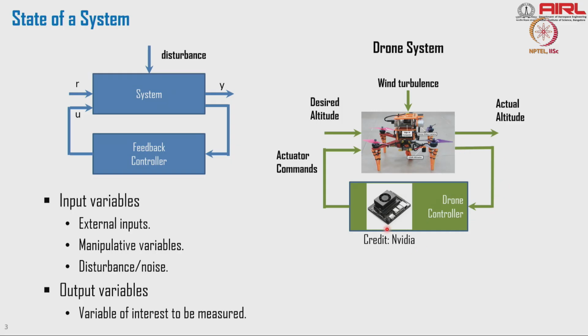I can pass that on to a controller. It could be a Jetson Nano, or it could be even a Pixhawk, or it could be a microcontroller, where the feedback control law is being implemented. The output is an actuator command which goes to your motor and changes the motor speed, and you control the whole system.